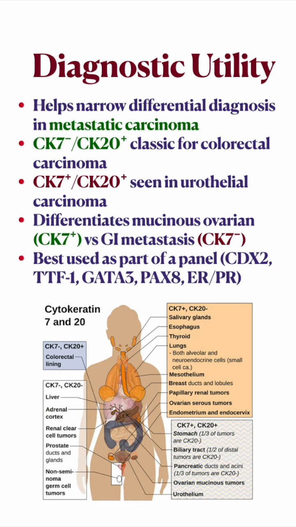So where do we use them? As we know, we use them to narrow our differentials in a carcinoma of unknown primary or a metastatic carcinoma at the time of diagnosis. CK7 and CK20 can be used to differentiate the various cancers. However, they are not used alone. After your initial panel, you will have to use other markers such as CDX2, TTF1, GATA3, PAX8, ER and PR, which are more specific for those particular primaries.